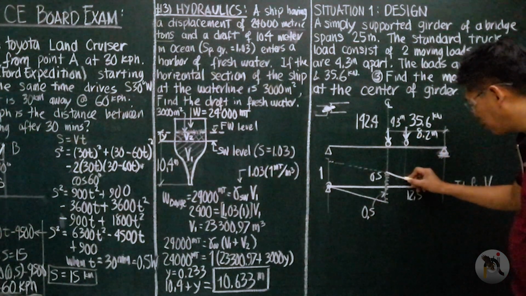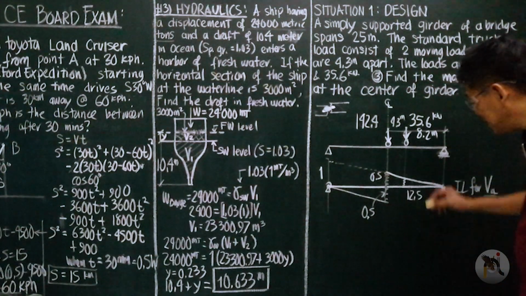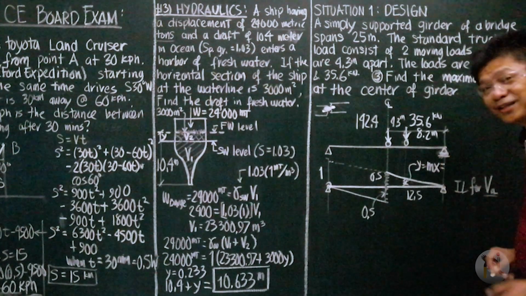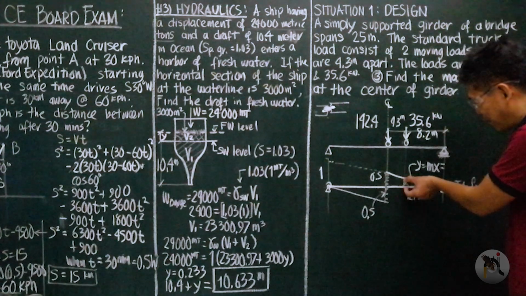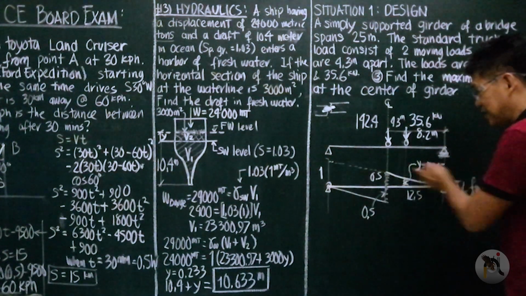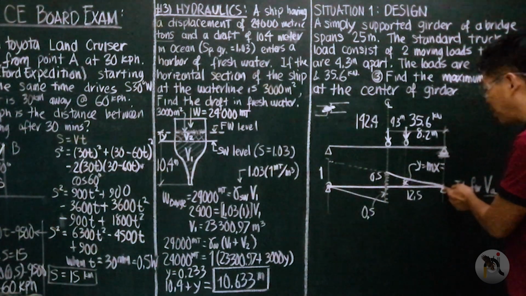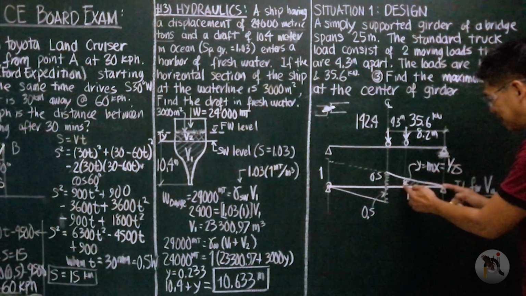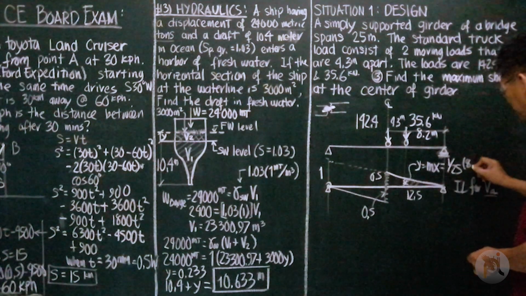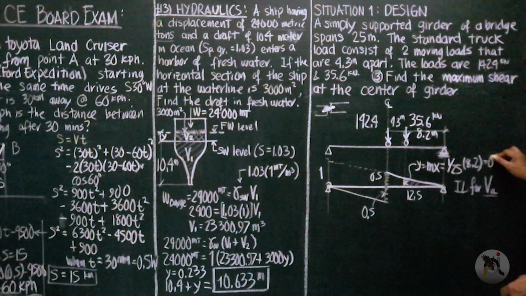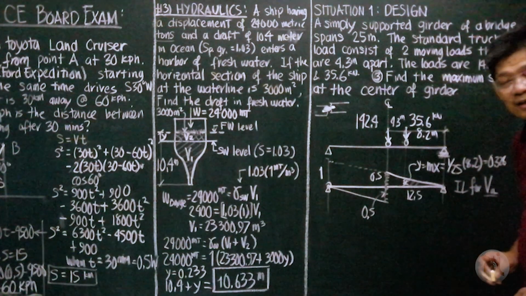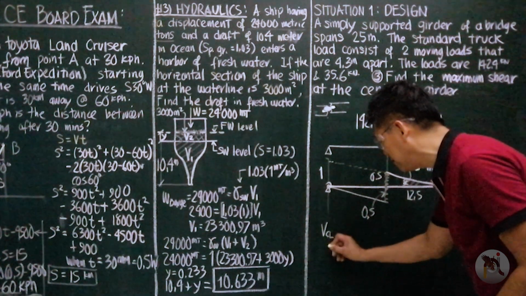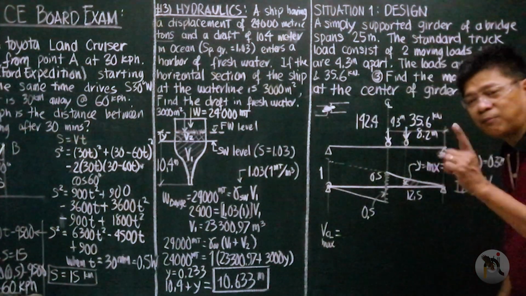So therefore, the ordinate here, using y is mx, my favorite analytic geometry formula. Okay? Y is mx. The slope is vertical over horizontal, 1 over 25. And the x for this triangle is what? This one, which is 8.2. So this is going to be 0.328.